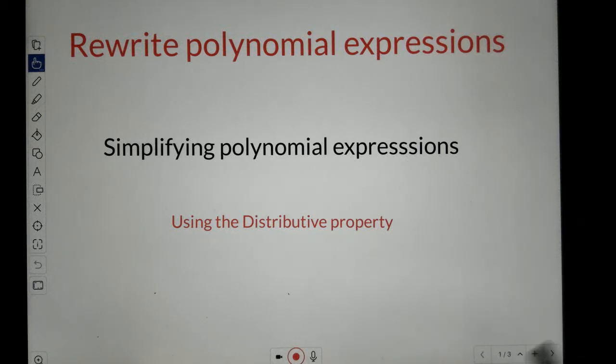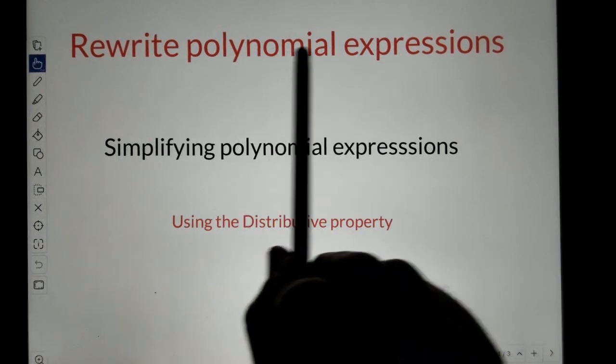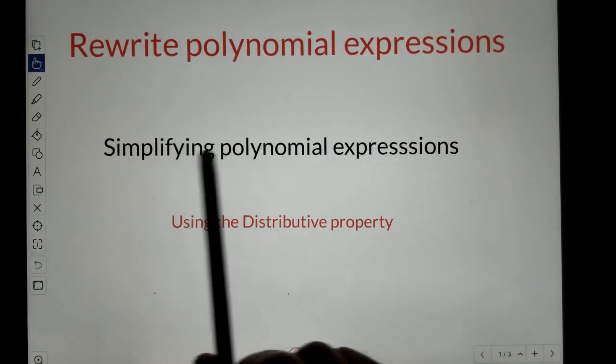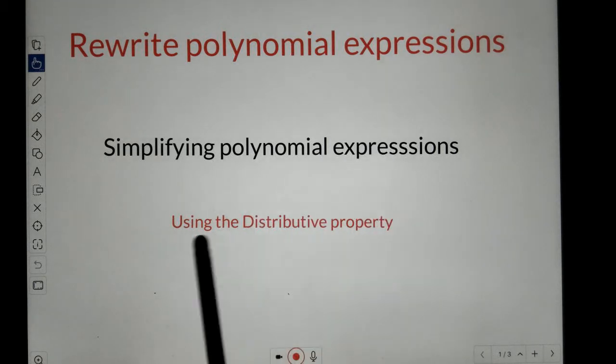All right, this video is a continuation of rewriting polynomial expressions. And in this one, we are specifically going to simplify polynomial expressions using the distributive property. All right, so let's take a look at a couple of examples.